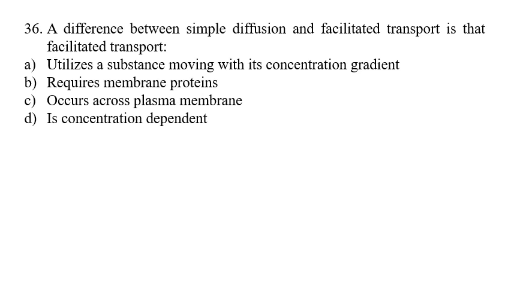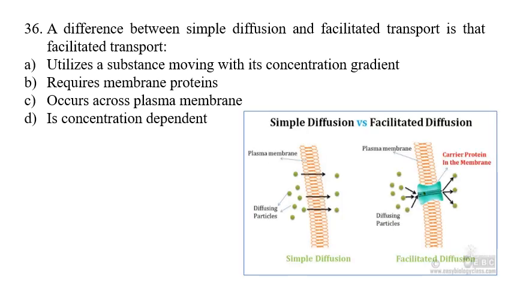Next, the difference between simple diffusion and facilitated transport. Here we can see in this diagram, the simple diffusion does not require any protein. It can occur through a membrane without any protein from a higher concentration toward the lower concentration, while for facilitated diffusion, the transport requires the presence of membrane proteins. Okay? So facilitated transport requires membrane protein for the transport of substances. So option B would be correct.